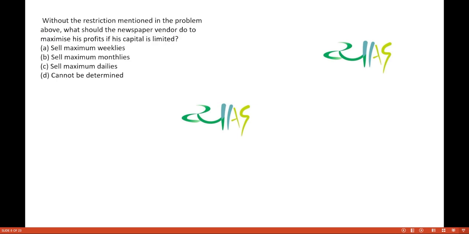So without restriction mentioned in the problem, what should the newspaper vendor do to maximize his profit if his capital is limited? Now see, capital is limited. So for example, let's say I have 100 rupees.